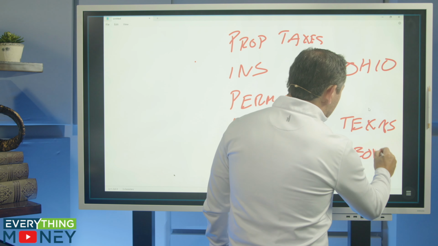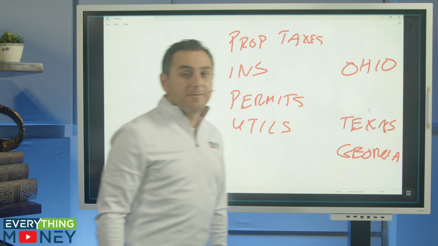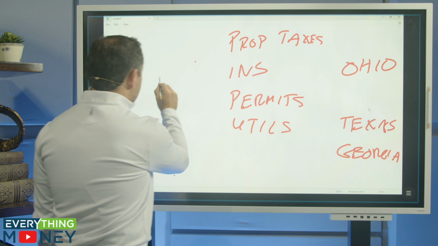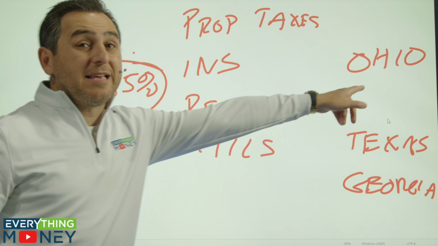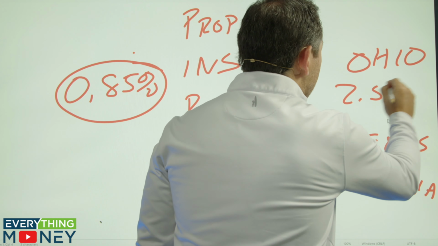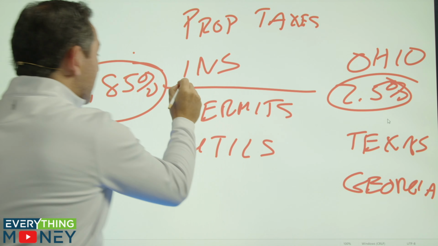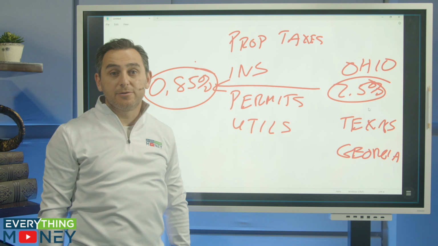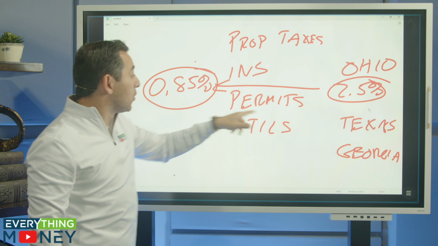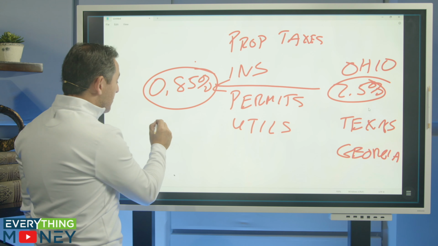Look at Georgia. So I'm looking at properties in Georgia right now. The area I'm in Georgia, their property tax rate is about 0.85% of the property value. Properties I have in Ohio are 2.5%. Look at that difference. That's 3 times more property tax for the exact same value.